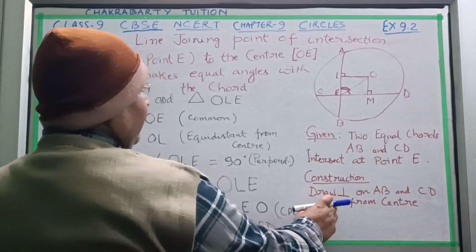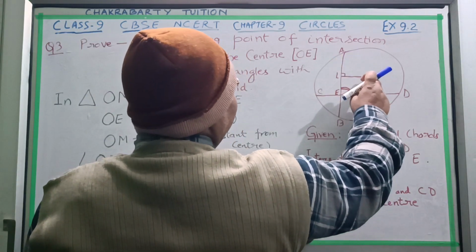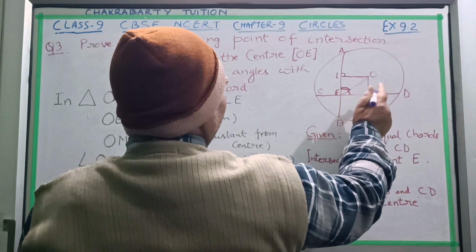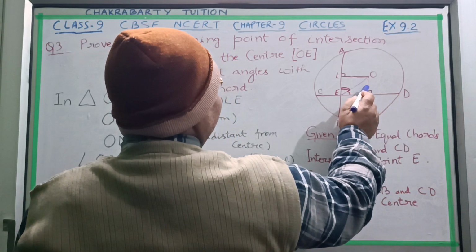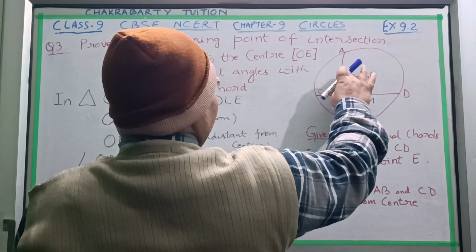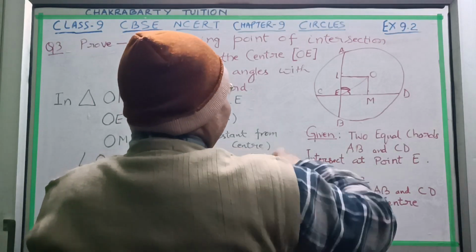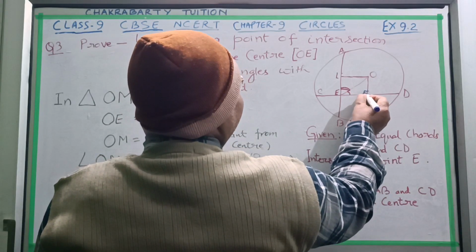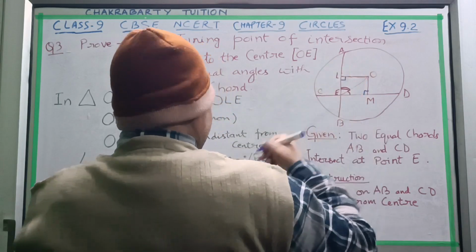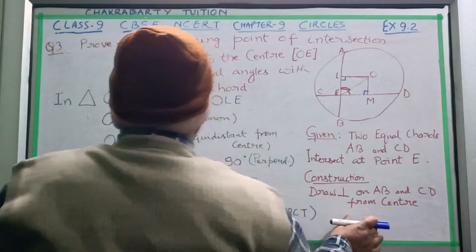So what we will do, we will draw a perpendicular on line AB and a perpendicular on line CD from the center. Perpendicular means it is 90 degrees, and here also it is 90 degrees. So both the angles will be 90 degrees. Now this construction is over.